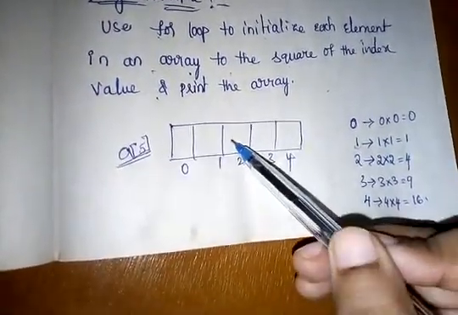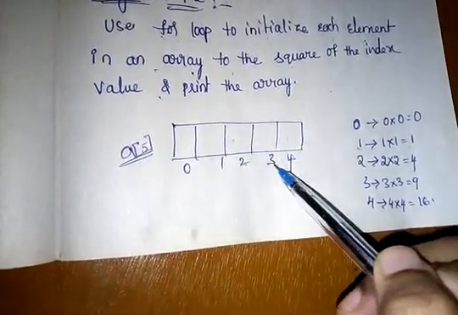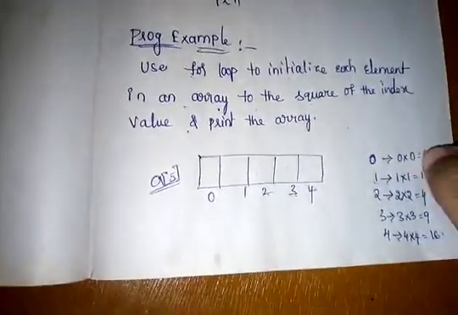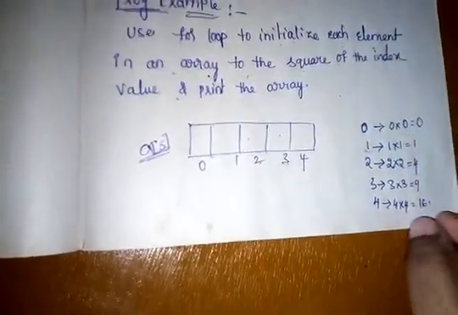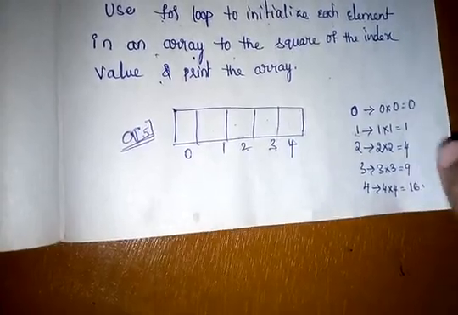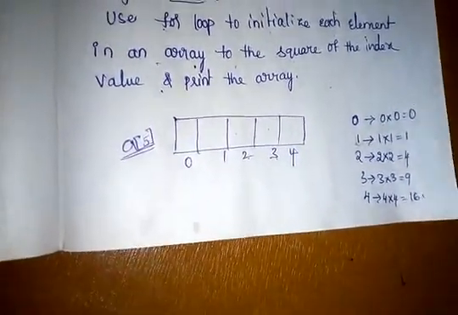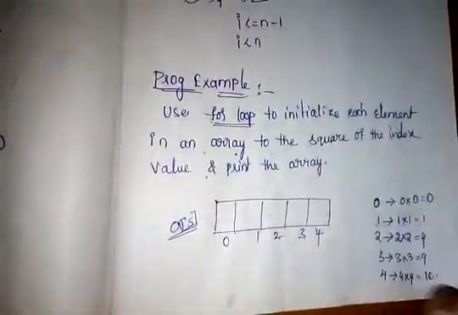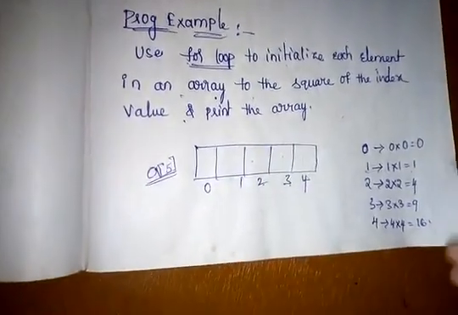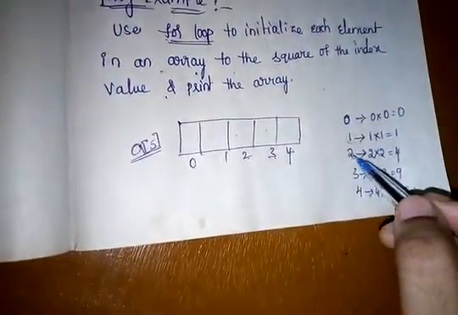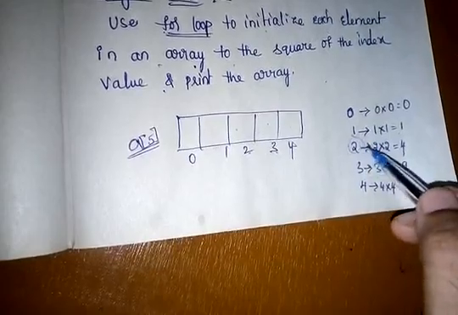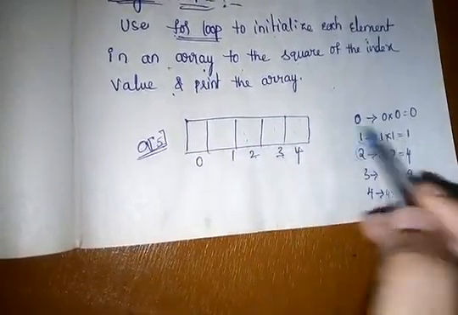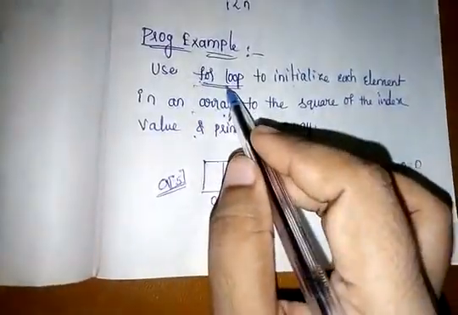So if the index is 2, this value should be 4. If the index is 3, this value should be 9. For 4, it should be 16. So like this you have to initialize the values into the array. What is asked is to use a for loop to initialize each element in an array to the square of the index. This index square should be calculated and assigned to the array using the for loop.